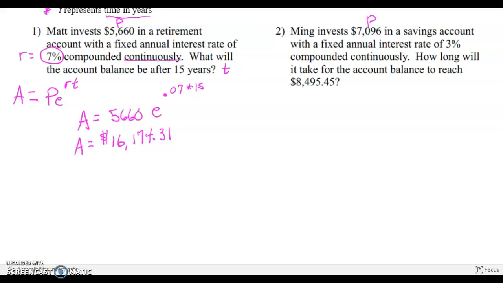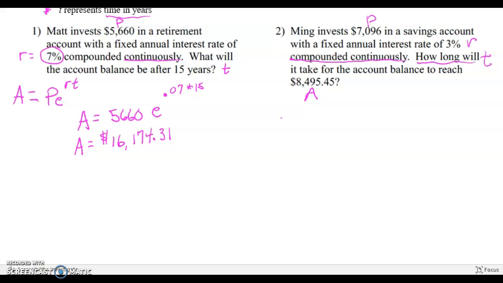If we check out number 2, it says Ming invests $7,096. That's the principal, in a savings account with a fixed annual interest rate of 3%. That's our interest rate, compounded continuously, again the PERT formula. How long will it take? That means you're looking for t, for the account balance to reach $8,000. So this is the final amount, $8,000.